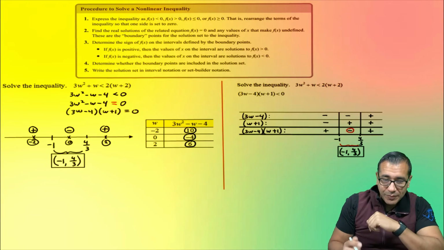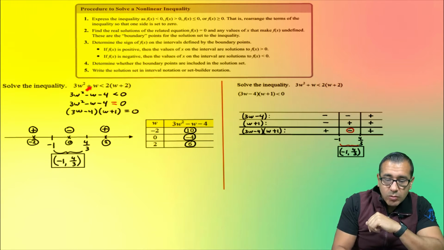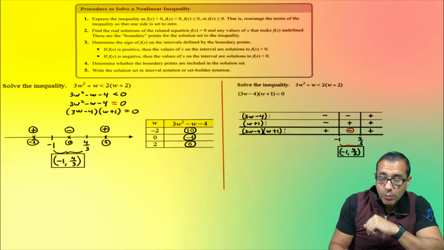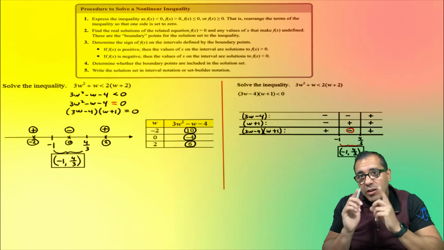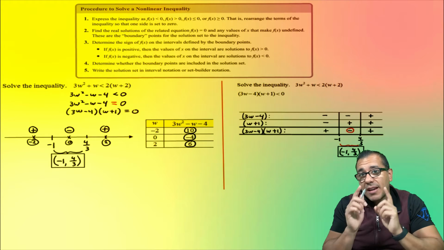First things first, all we do is we set one side equal to 0. So what we're going to look at is two different techniques. They're very similar, but today you're going to decide which technique you want to use.